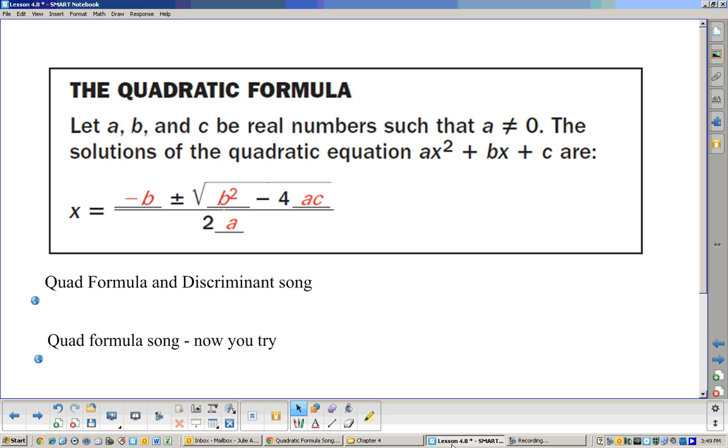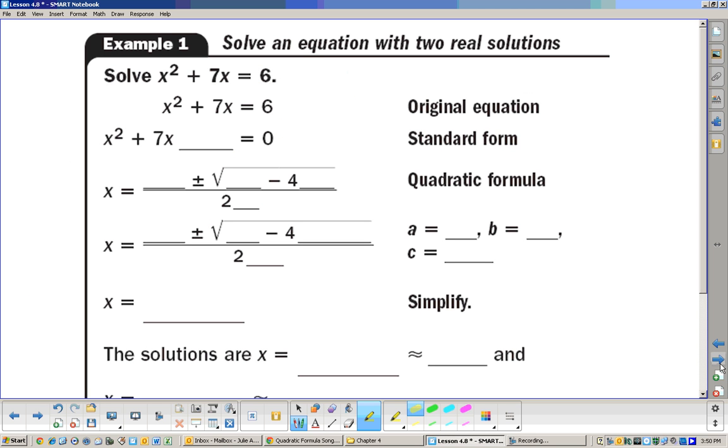So let's see what it says. It says let a, b, and c be real numbers such that a is not 0, so we have a quadratic. And like we've talked about before, the quadratic equation in standard form is ax squared plus bx plus c. So we use the a, the b, and the c in the quadratic formula as it shows right here. Your solution will equal negative b plus or minus the square root of b squared minus 4ac all over 2a. So let's try it.